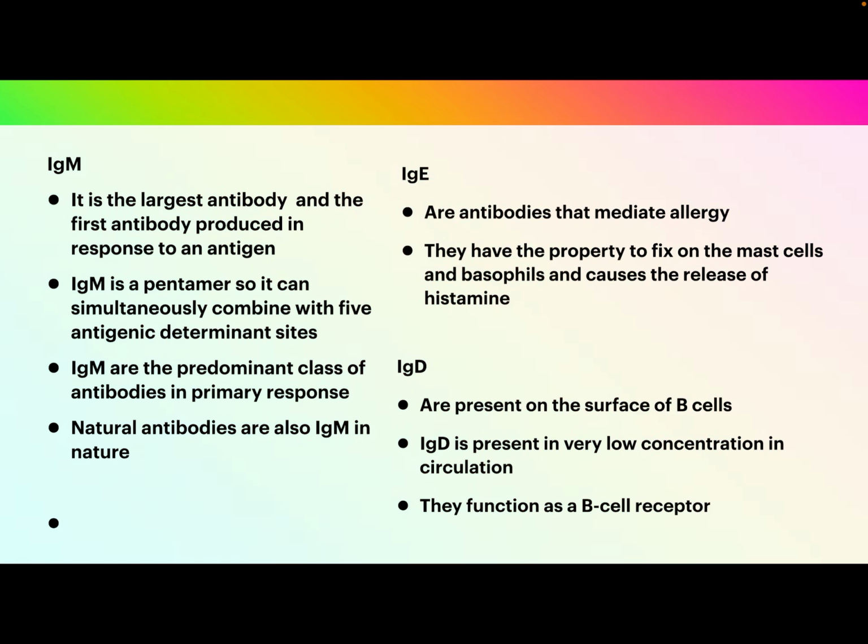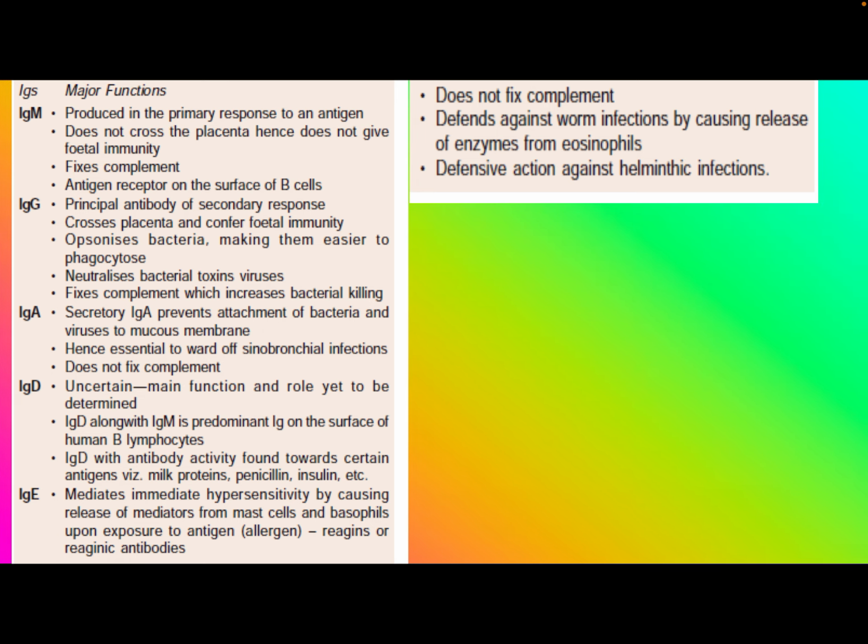Then IgD. IgD is the immunoglobulin present on the surface of B cells, and it is present in very low concentration in circulation, and it functions as the B cell receptor. So that is about the functions of immunoglobulins.